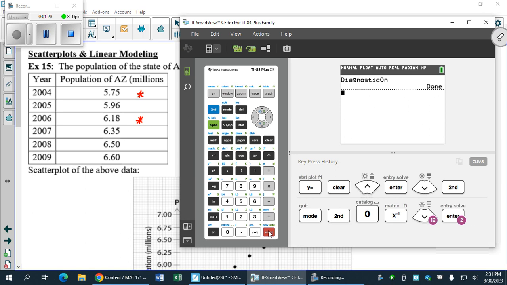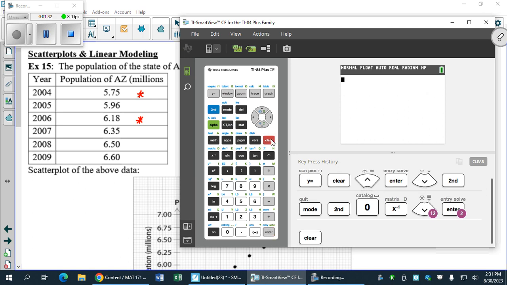Once your diagnostics are on, the only way they get turned off is if you physically turn them off, and I've never known anyone to do that, or if you have to reset your calculator, they do get turned off. So that would be how you turn them on. All right, so now I'm just going to hit clear, get this back into a clear screen. Now I'm ready to actually enter the data.